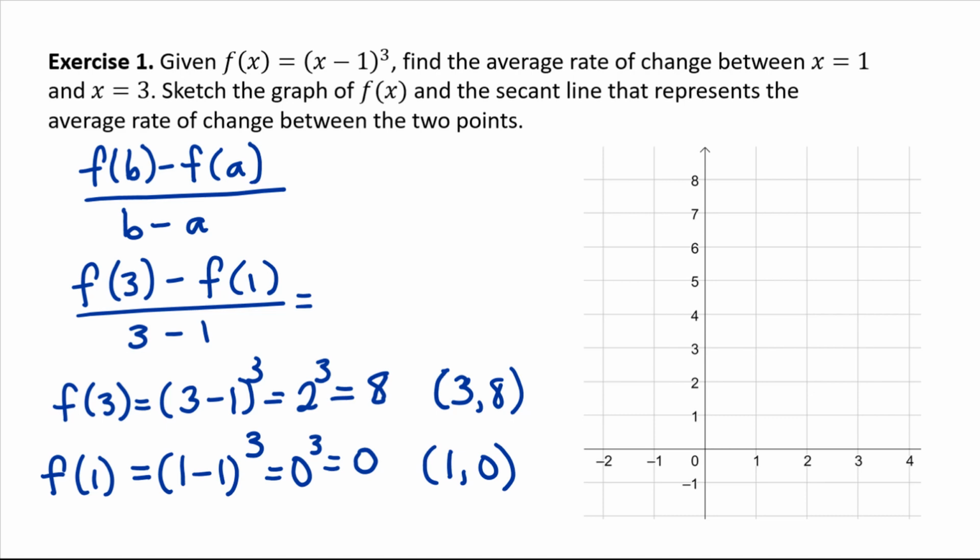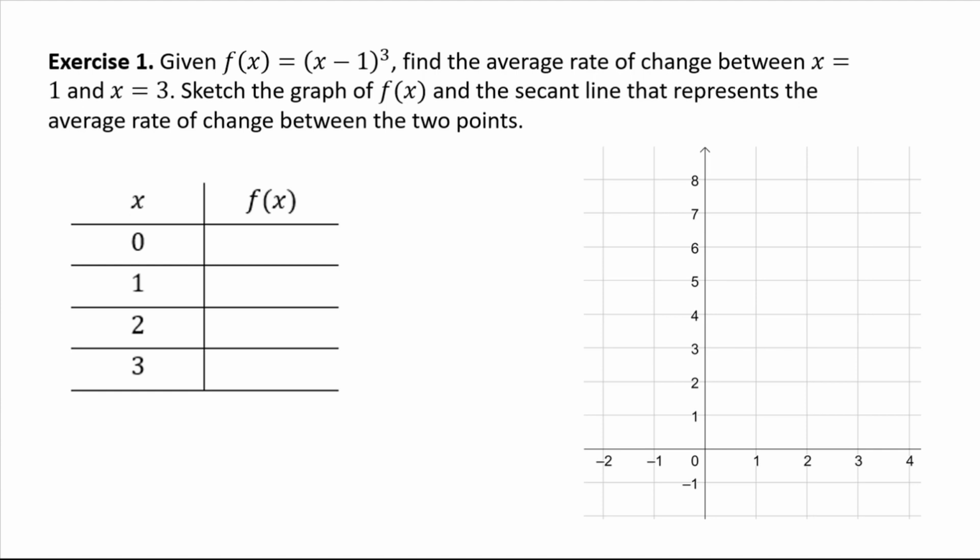Let's replace f of 3 with the output value, which we found to be 8, minus f of 1, the output value was 0, divided by 3 minus 1, and then the arithmetic. 8 minus 0 is 8. 3 minus 1 is 2. So the average rate of change between 1 comma 0 and 3 comma 8 is 4. Let's see what that means.